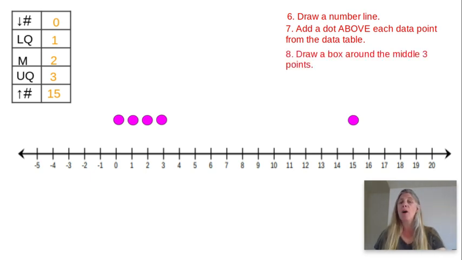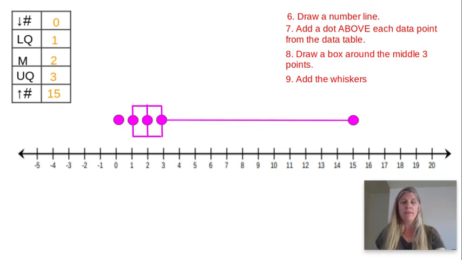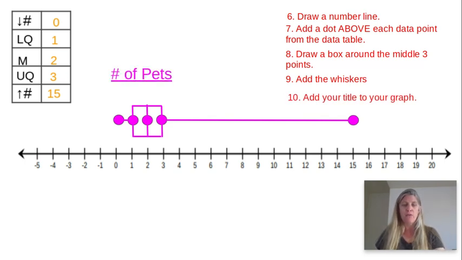We're now going to draw a box around the middle 3 points. So this is the box from box and whisker. And then we're going to go ahead and add a line straight through the middle of the box at our median. We're going to finish up by adding the whiskers, which go from the middle half of the data to the lower number and the higher number. And this is our completed box and whisker plot. We're going to go ahead and add a title to our graph.